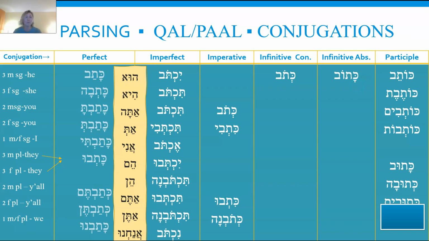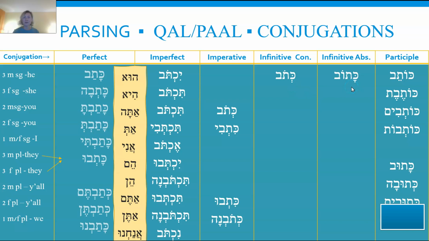The other way of remembering the infinitive absolute forms is the commandments, right? Shamor v'zachor. Shamor v'zachor. Katov. Shamor katov. Well, of course, it's not about writing, but the commandment, Shamor v'zachor, keep and remember, talking about Shabbat, talking about keeping Shabbat. So katov.